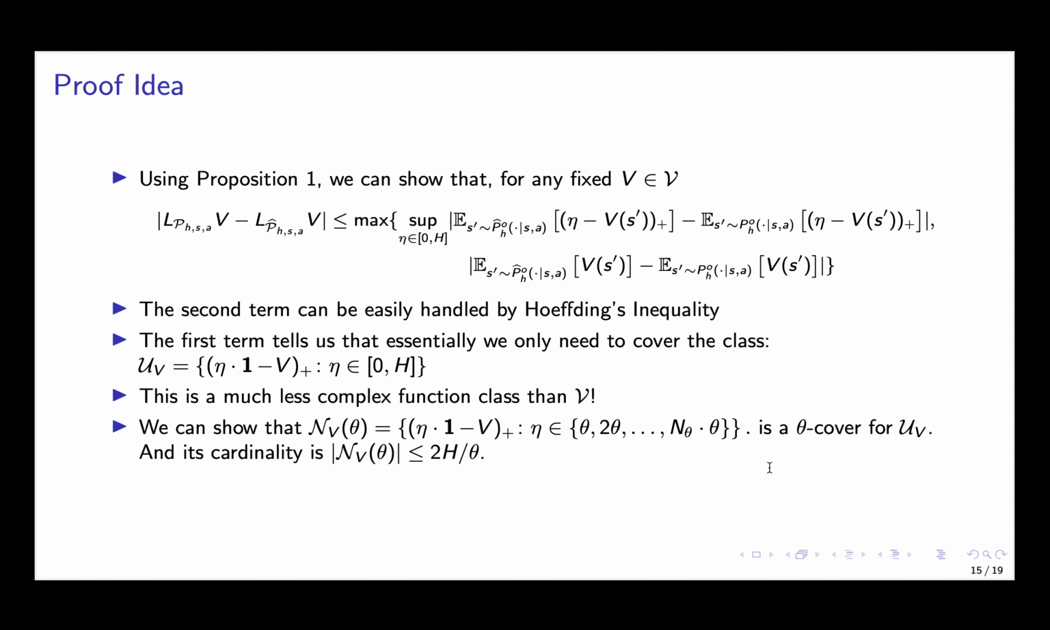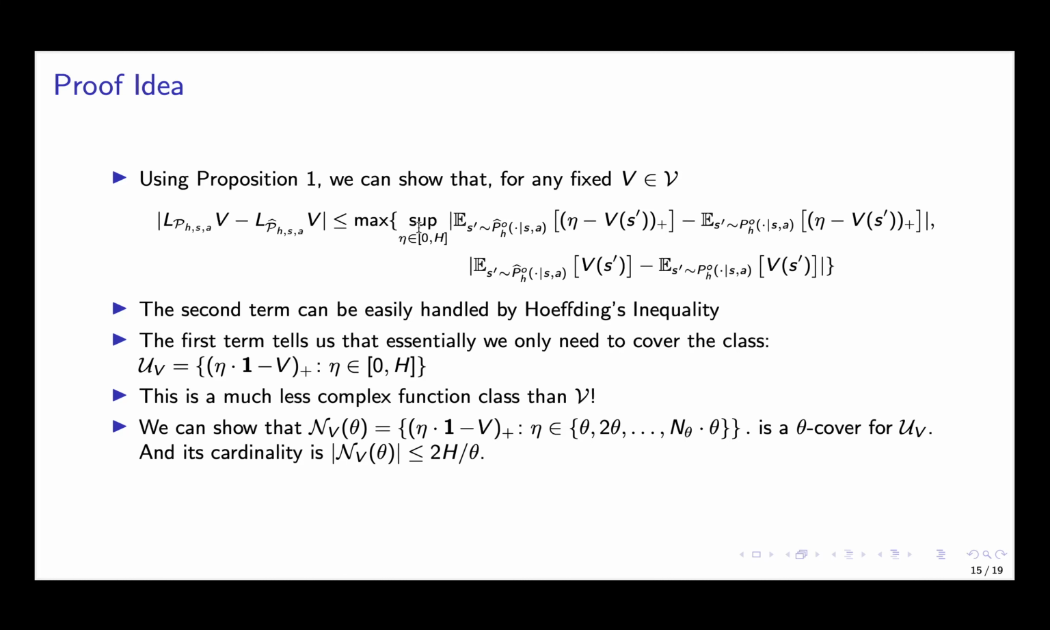So our improvement is using Proposition 1, which is a dual reformulation of the infimum operator. You can find different dual reformulations with respect to different uncertainty set distances in our paper. Using this proposition, we can show that for any fixed V, we can rewrite the approximation error terms in this way. This is the special case for total variation distance. The second term can be easily handled by Hoeffding's inequality.